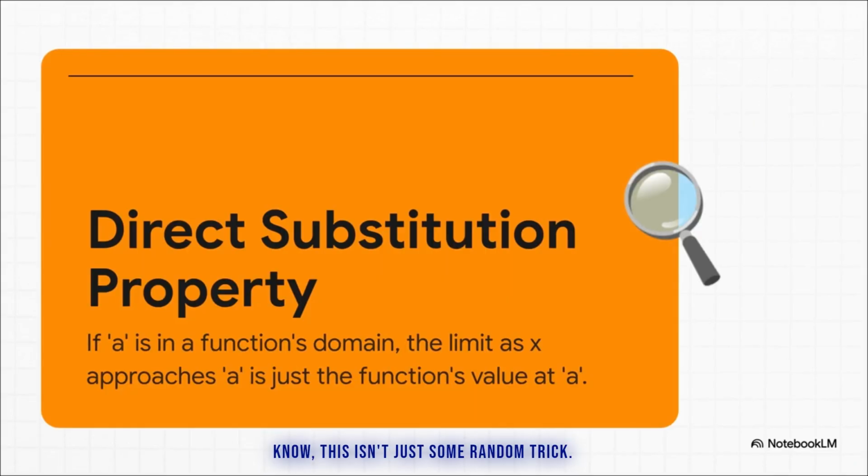But this isn't just some random trick. There's a solid mathematical reason behind it, and it's called the direct substitution property. All this really says is that for most of the well-behaved functions we deal with, polynomials, rational functions, that kind of thing, if the point you're heading towards is actually in the domain, well, the limit is simply the value of the function at that exact point.